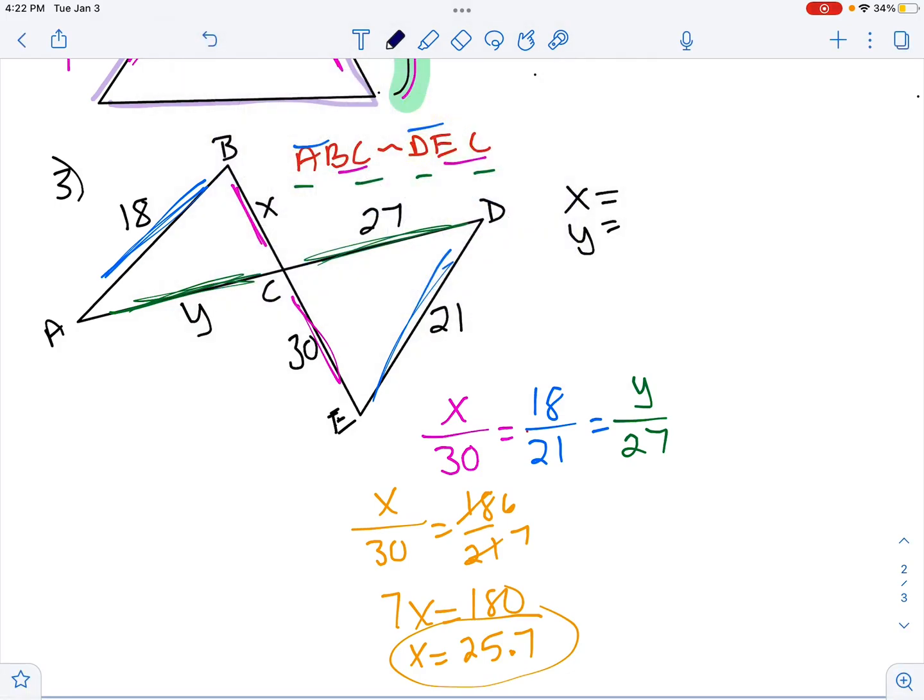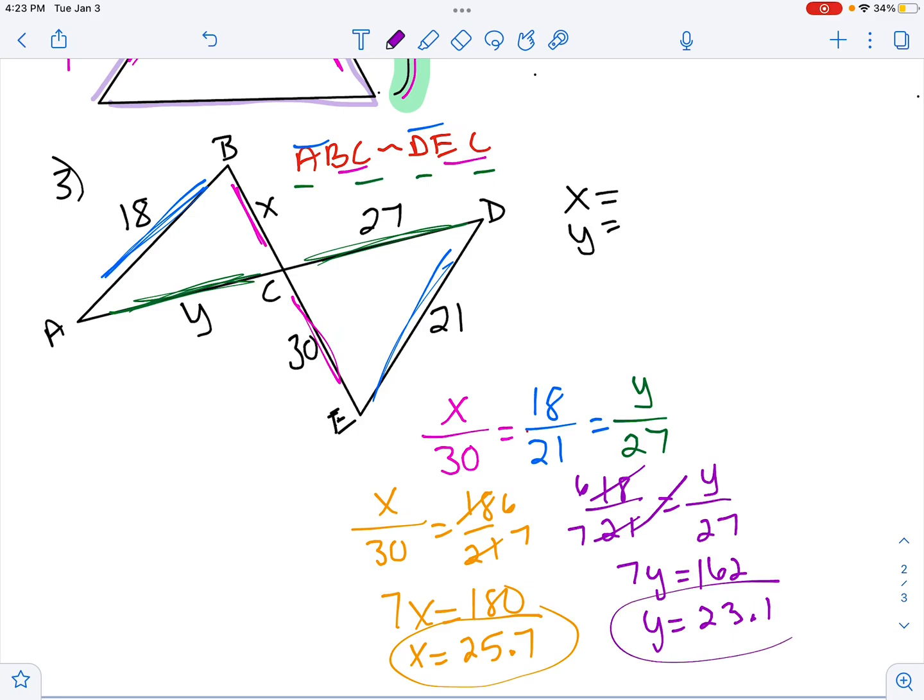Then I'm going to pull over my other side. So my other fractions, I do one without a variable, one with a variable. I can divide again, so I'm going to do 6 over 7 again, make smaller numbers. So when I cross multiply, I get 7y equals 6 times 27 is 162. I'm going to divide that by 7 to get 23.1. And there's x and y. So that is similarity.